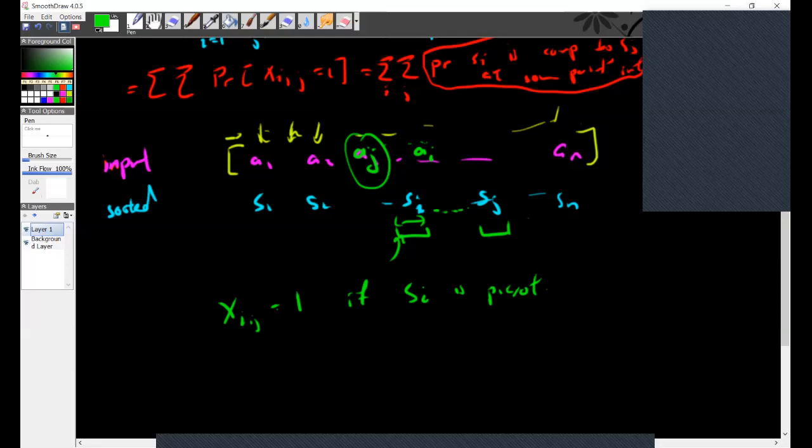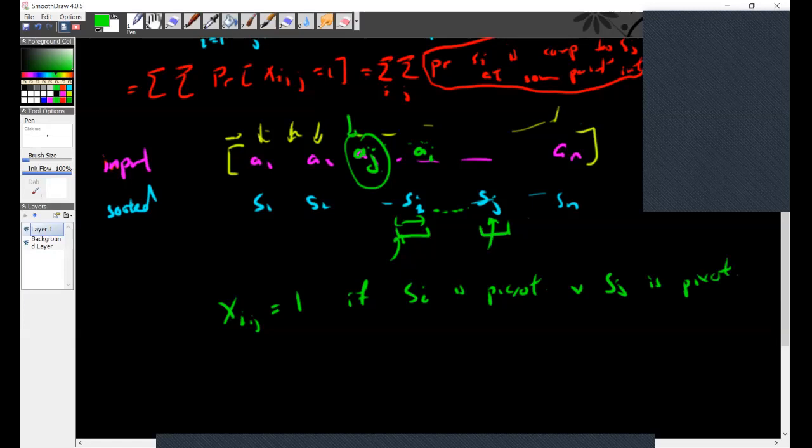Okay, now what else could you pick as a pivot so that they're compared? You could also pick SJ, right? So if SJ was picked as a pivot, you know that it has to be compared against everything in the array, right? When I say SJ is picked as a pivot, I don't mean the algorithm looks at the sorted array and picks SJ, right? What I mean is that the algorithm looks at the input array and picks AJ. But I know this is the same as picking SJ, right? And then what will happen is that AJ is compared to everything in the input, which is the same as saying SJ is compared to everything in the sorted array, right? So then SJ is compared to SI, right? So it should also say one if SJ is picked as pivot.